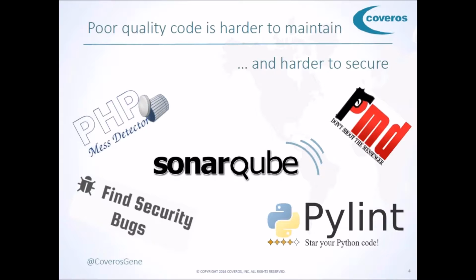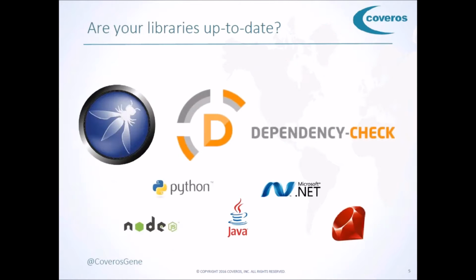Poor quality code is a lot harder to maintain than good quality code. It's also harder to secure. So one suggestion is to use static analysis tools. Make sure you're checking your code, make sure there's no unused code, unused variables, everything's as clean as possible, you're following best practices, and you can also find some of the simple security issues to make sure you're using best practices. Make sure your libraries that you're carrying around are up to date.